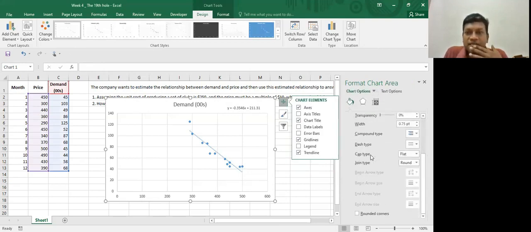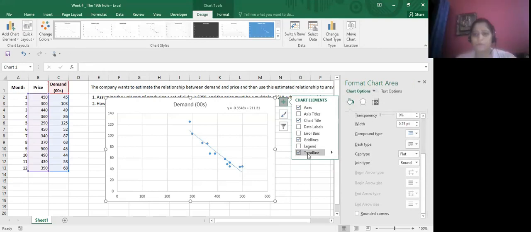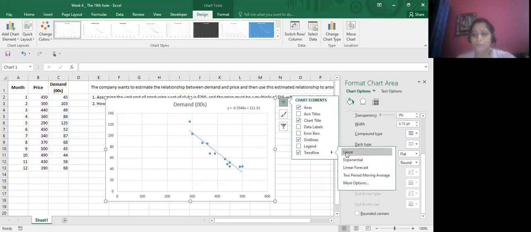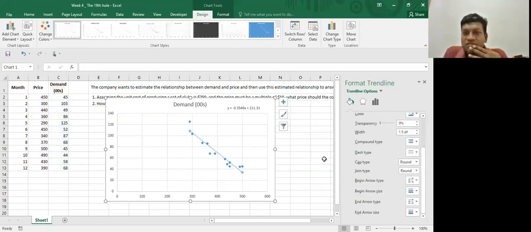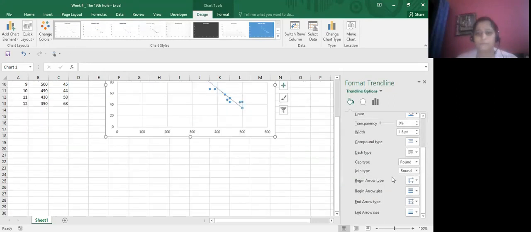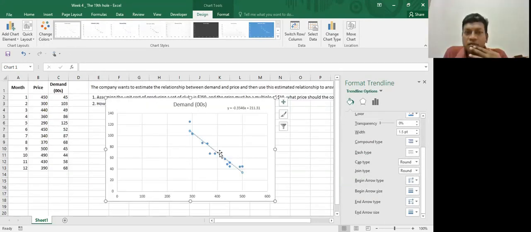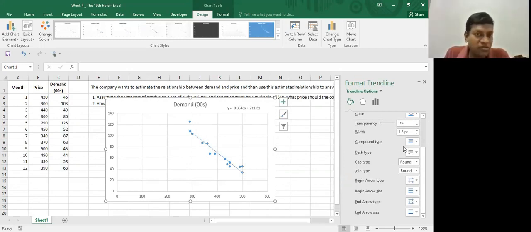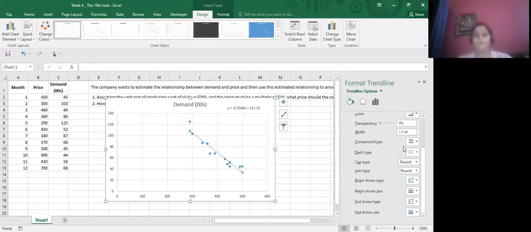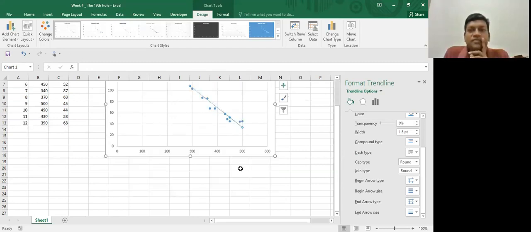Did you find that? From trend line, I got linear, exponential, linear forecast, 2-period moving average, and more options. No, linear. Then you go to more options, and that's where you will find it. Oh, okay, got it. You just have to click on it, and a line appears, and it will also give you the equation. Yeah, got it. Okay, great. Others are comfortable, I suppose. Thank you, sir.